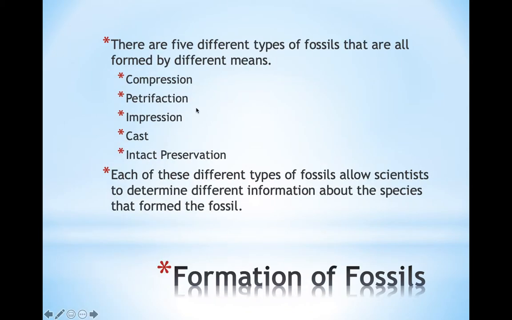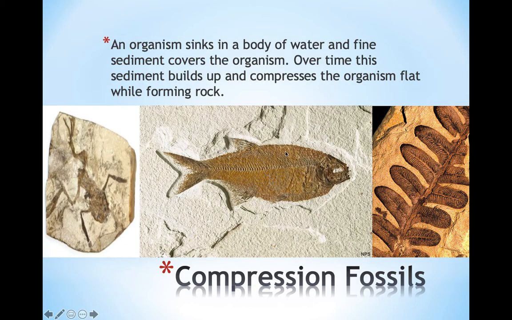So let's talk about fossils, what the different types of fossils are. There's five main different types, how they're formed, and essentially what type of information you get from each type of fossil and what it's useful for. Probably the most familiar type of fossil to people is something called a compression fossil.